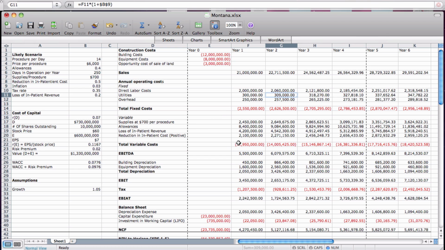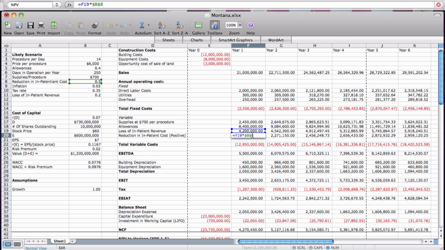Now, our variable costs. These will be a little bit different because we've got our loss of inpatient revenue and our reduction in inpatient costs. Again, this is to highlight how you must do a flow of cost and flow of revenue analysis to see how it affects its existing business. If it does not affect existing business, well, you're good to go. You don't need to go over this stuff.